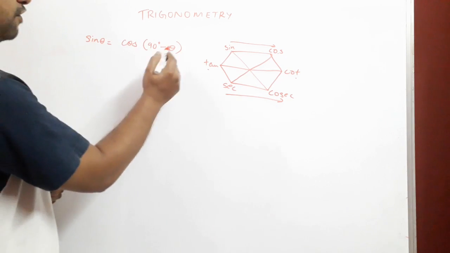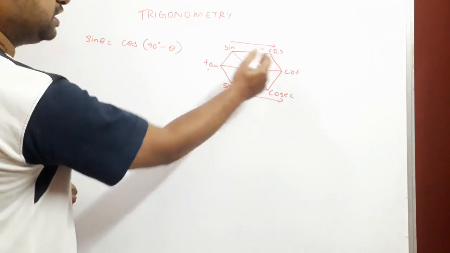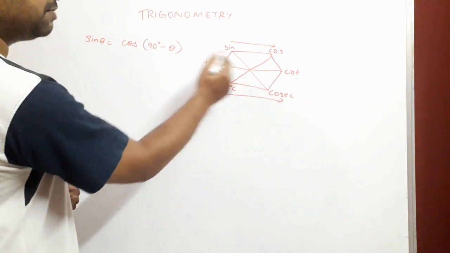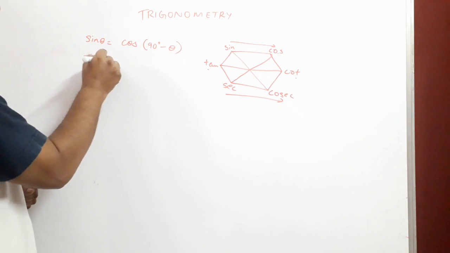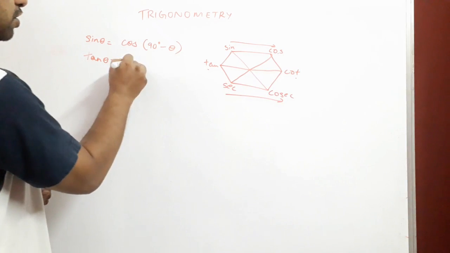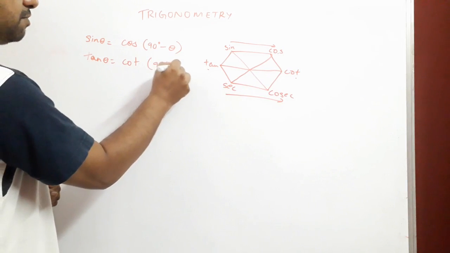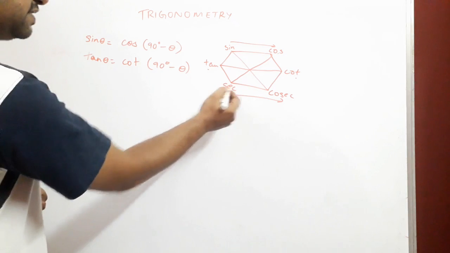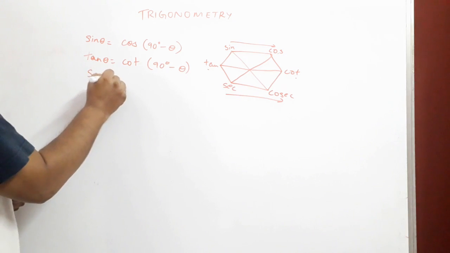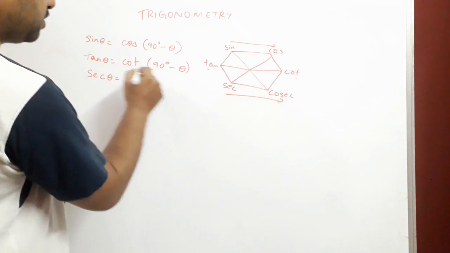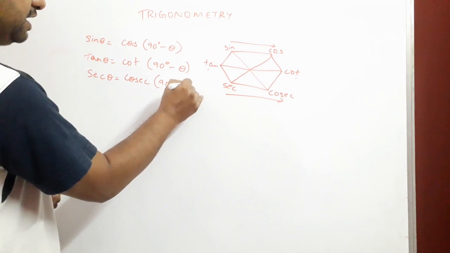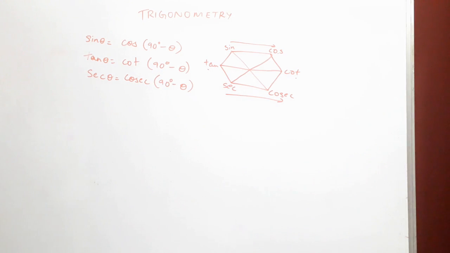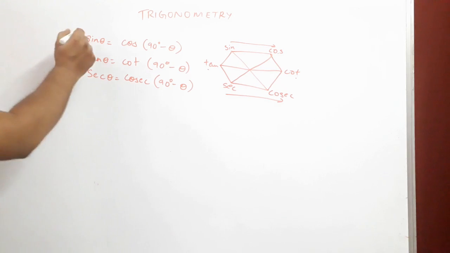So as we have found sine theta, which is cos of 90 degrees minus theta, similarly tan theta can be found out. So tan theta will be cot of 90 degrees minus theta. Then we have sec theta. So sec theta is equal to cosec of 90 degrees minus theta. Remember, we are dealing with complementary angles, that means angles whose sum makes up 90 degrees. Now we have found 3.